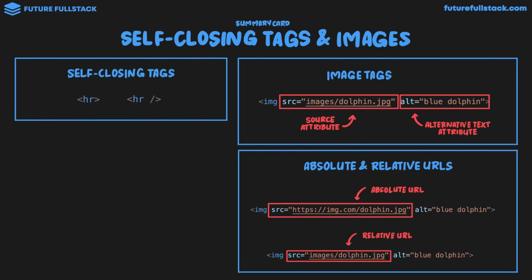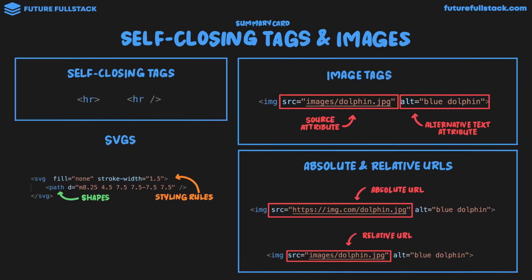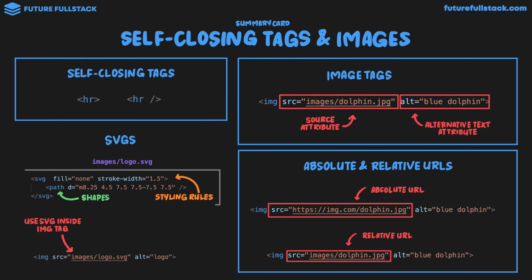So let's finish off the summary card for this topic. Self-closing tags and images. We looked at SVGs. We saw an SVG has two components. The SVG tags, which have attributes defining the styling rules, and the path self-closing tag that defines the shapes and form of the SVG. We also saw the best practice of using an SVG through the image tag, where the SVG is referenced as the source attribute. This means we have the SVG located somewhere like inside an images directory, and this SVG would be referenced inside the main HTML document, like index.html.